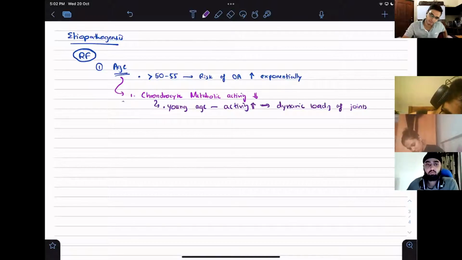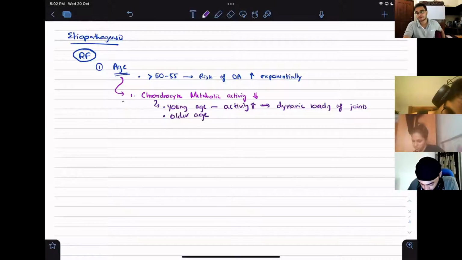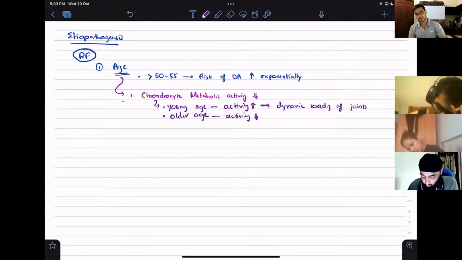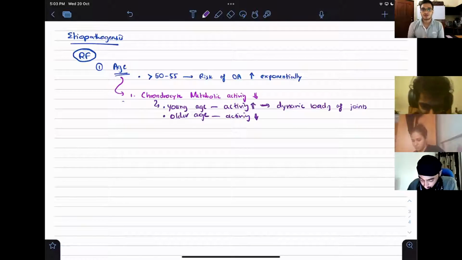But what happens as we age, in older age? Some of us here as well. What do we have? Backaches, pain here, pain there, everywhere pain. So what happens? Our rates of activity reduce. So one thing, the dynamic loading of joints is reduced, so our chondrocytes aren't stimulated. Nothing is coming and telling the chondrocytes, hey, produce some extra cartilage. No one is coming and saying that. So that is one reason.